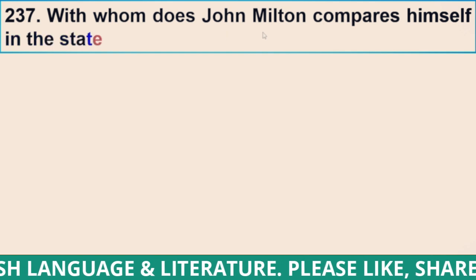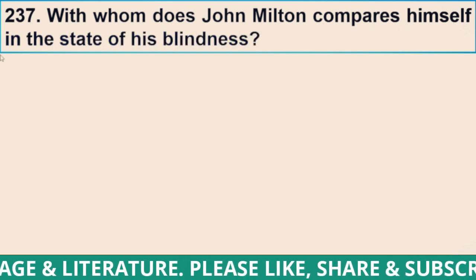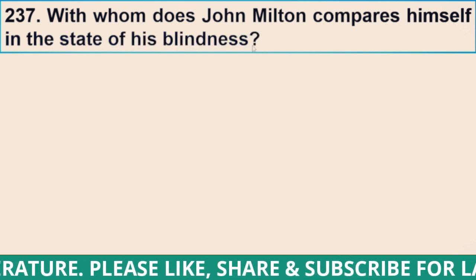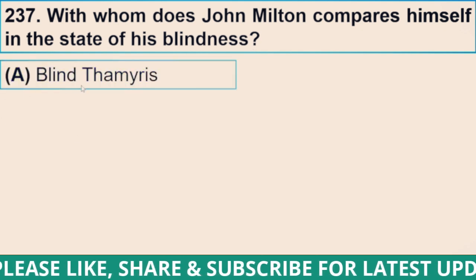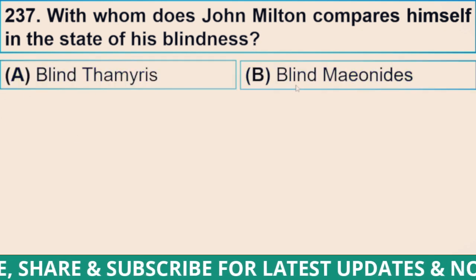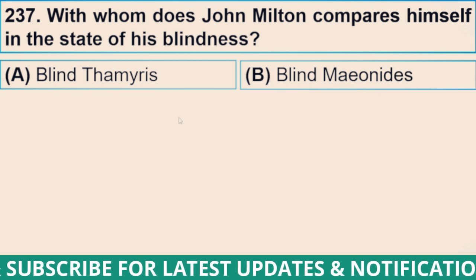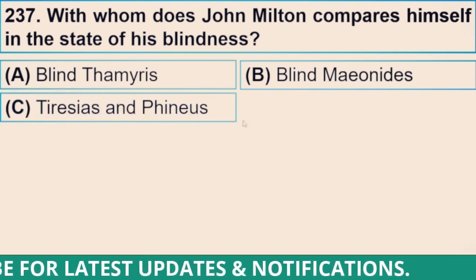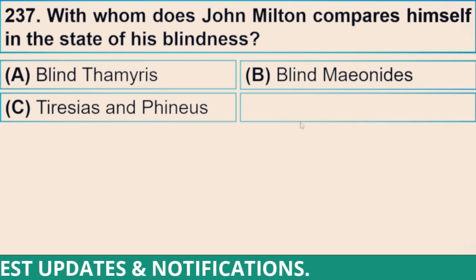With whom does John Milton compare himself in the state of his blindness? Option A, blind Thamyris. Option B, blind Maeonides. Option C, Tiresias and Phineus. And option D, all of these.